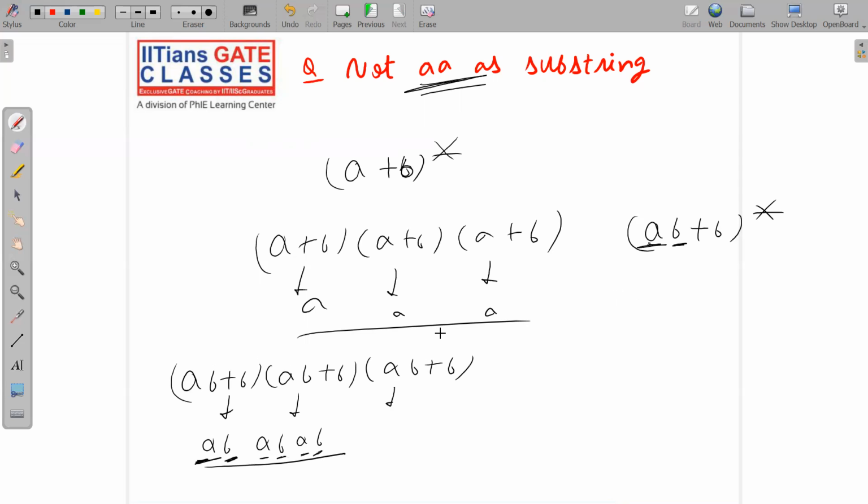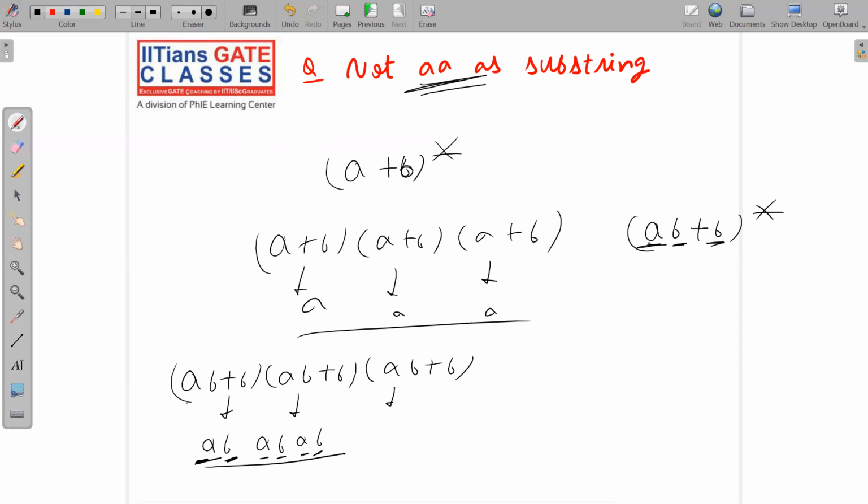B will come to the right. That means you will never get double A side by side. Now B's are free, right? So obviously you will write plus B so that you can get double B, triple B, 4B, 5B's, and so on. Any number of B's you can get.